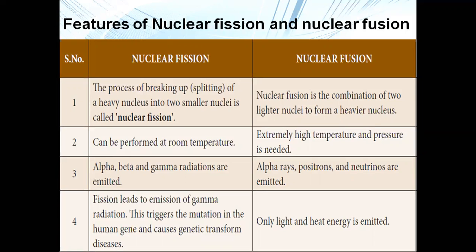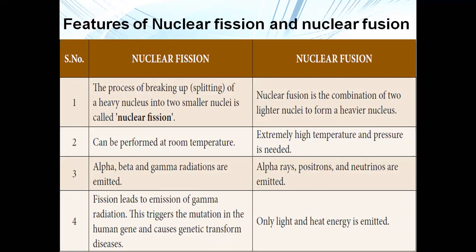So these are all the points we already discussed about nuclear fission and nuclear fusion. Okay. So first, nuclear fission: a heavy nucleus divides into two smaller nuclei. Nuclear fusion: two smaller nuclei combine to form a heavy nucleus. Nuclear fission happens at room temperature, but nuclear fusion needs high temperature and high pressure, for example in the sun and stars. Inside the sun and stars, nuclear fusion happens.